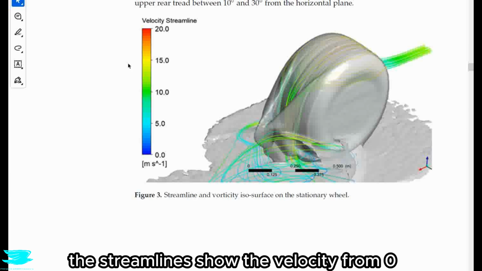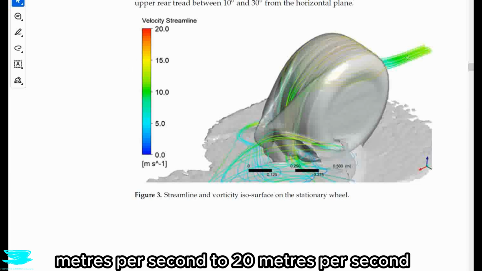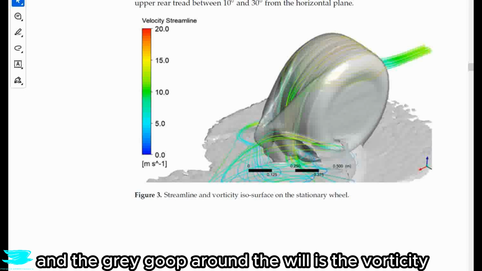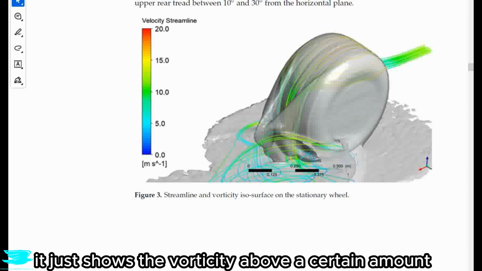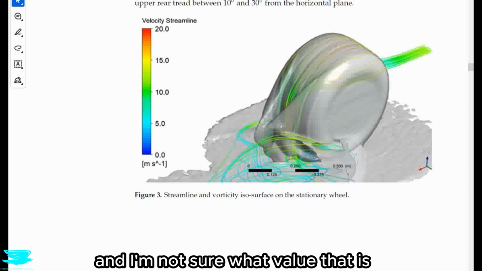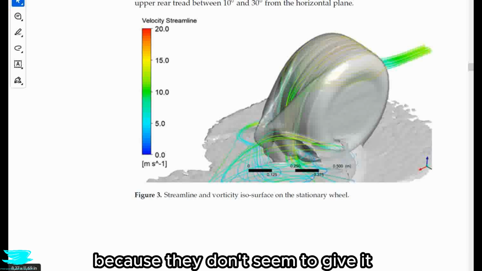The streamlines show the velocity from 0 meters per second to 20 meters per second, and the gray goop around the wheel is the vorticity isosurface. So in effect, it just shows the vorticity above a certain amount, and I'm not sure what value that is because I don't seem to give it.